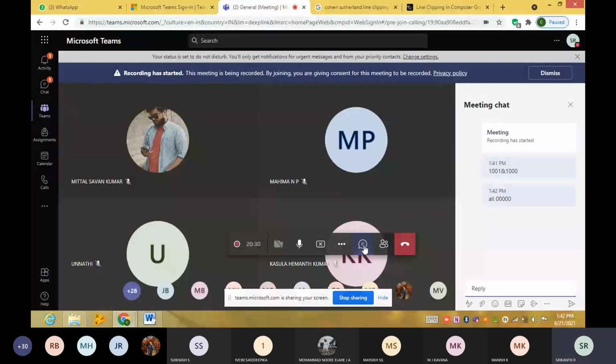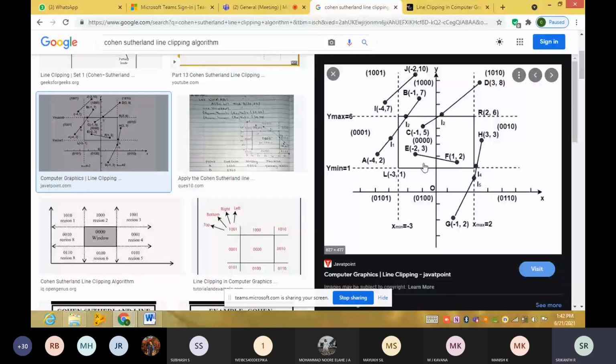No, sir. You won't get all zeros, right? If you won't get all zeros, it means that line is lying outside the window. You do one thing. You do A and B. You do the AND operation for the line A and B.